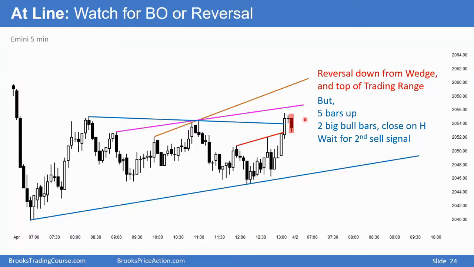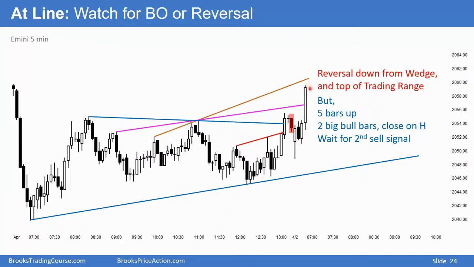So maybe we go up again and then get a double top. That would be a higher probability short than this. Alternatively, if we start to reverse down strongly, then I'll start selling lower. Right now, at this point, more likely buyers at the low of this bar and lower, and that this will form a bull flag and we'll get at least a little bit more up.